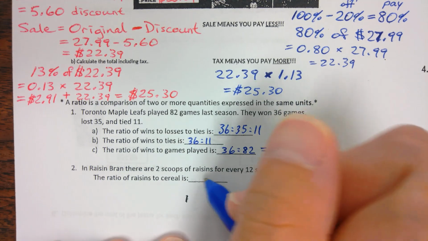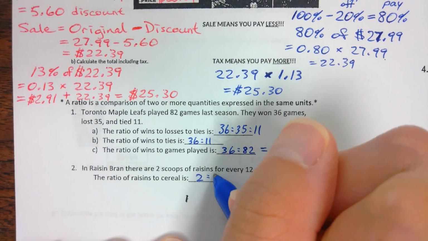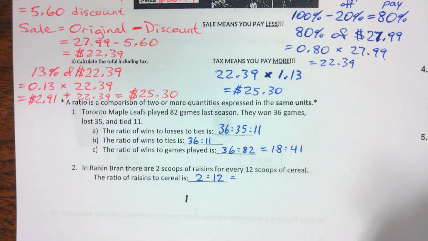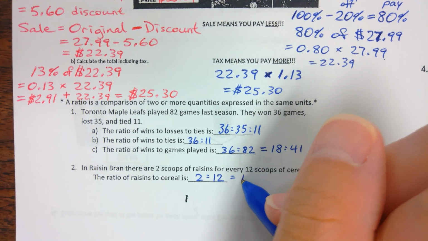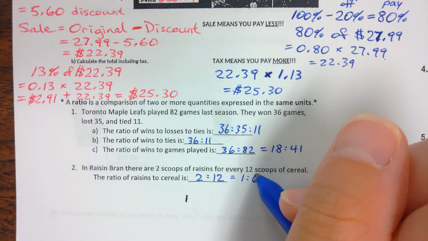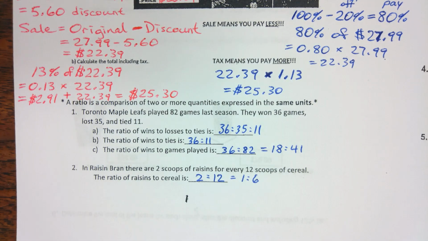The ratio of raisins to cereal. So Sarah, 2 to 12. I can reduce this to 1 to 6. 1 to 6.